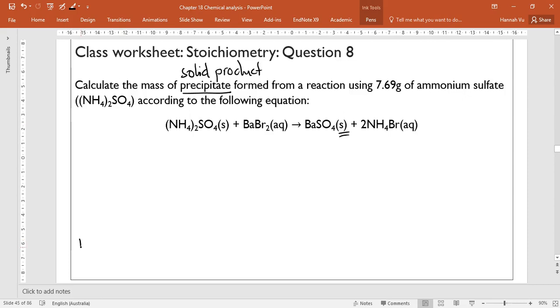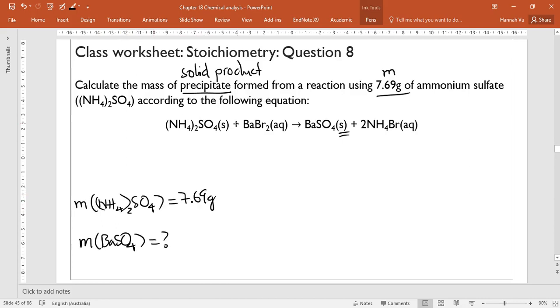So mass is m of BaSO4, which is what I don't know. It's formed from a reaction using 7.69 grams, which is a mass unit, of ammonium sulfate, (NH4)2SO4. So I'm given the mass of ammonium sulfate, (NH4)2SO4, 7.69 grams. According to the following equation, this is actually, again, very similar to question 6 and 7.